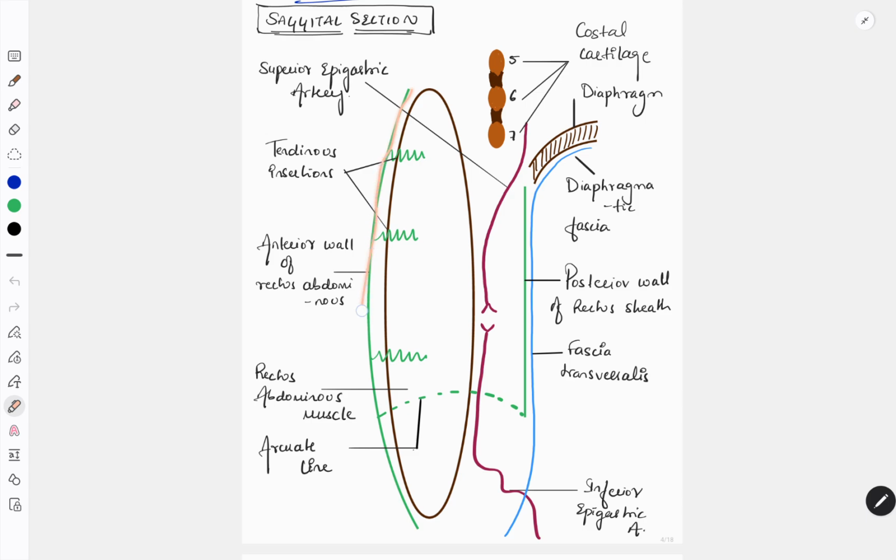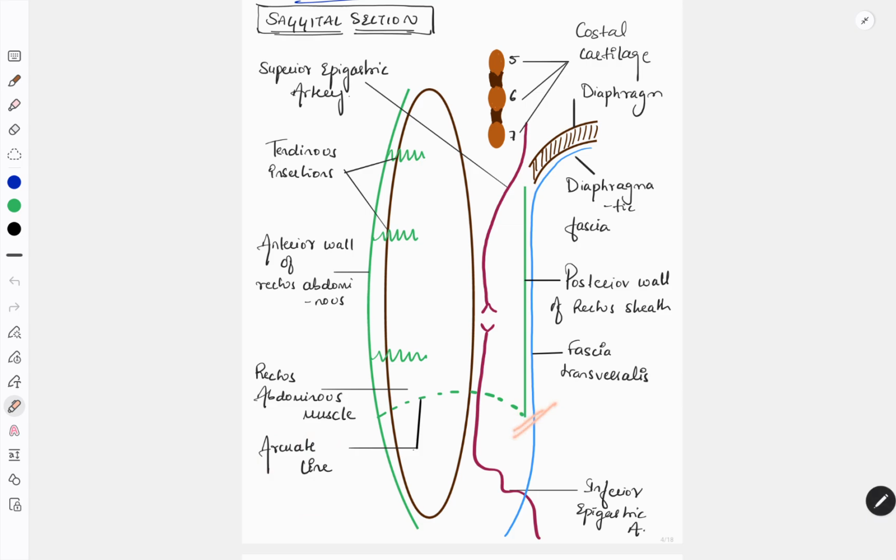This anterior wall of the rectus sheath is tightly adherent to the rectus abdominis muscle with the help of these tendinous insertions. Okay, and as you can see, the anterior wall is full, it is complete, but the posterior wall is deficient. Okay, this is very important. And the lowermost point of the posterior wall, where the posterior wall ends, is nothing but your arcuate line. So this is the most important when we go about to learn about the formations.